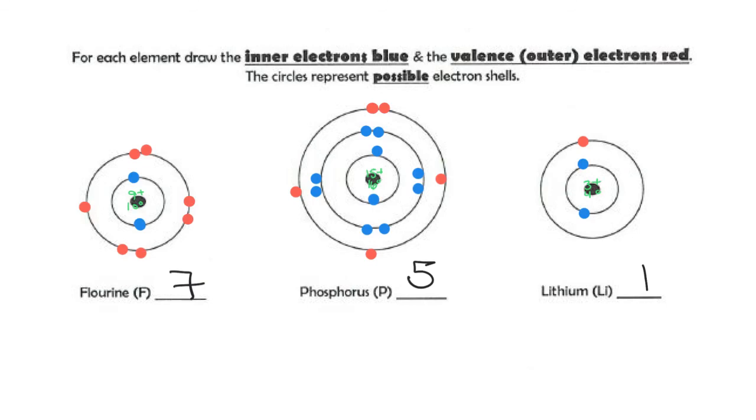Next, we're going to look at phosphorus. Phosphorus has 15 protons and 16 neutrons. You should have noticed that it also has 15 electrons, and of those 15 electrons, 5 of them are valence electrons. And last but not least, you should have known that lithium has 3 protons and 4 neutrons, and that it has 3 electrons, and that 1 of those electrons is a valence electron.